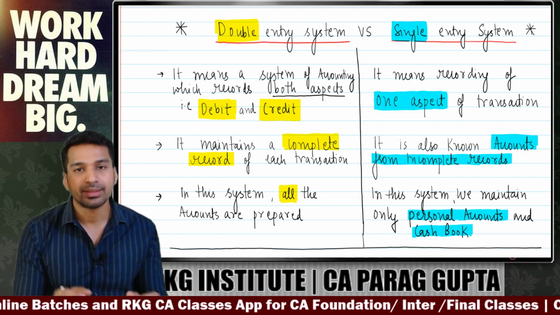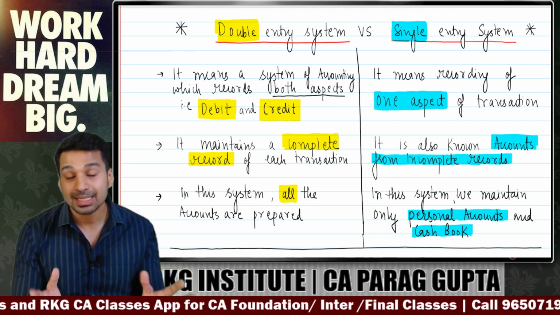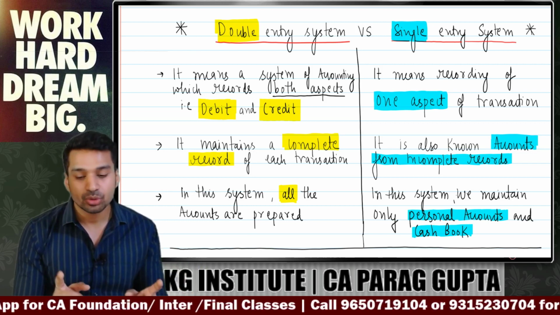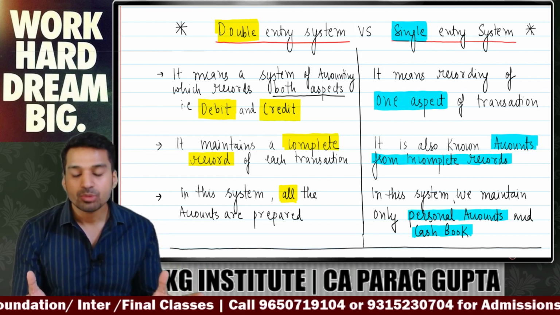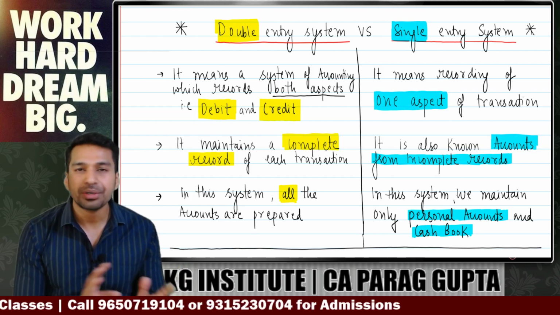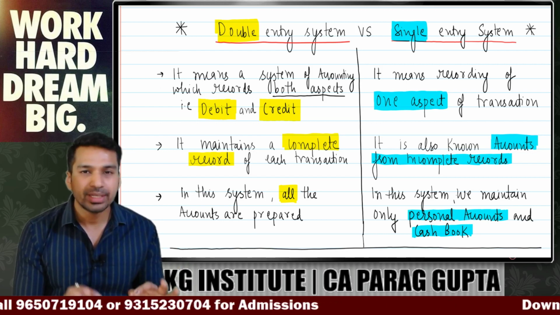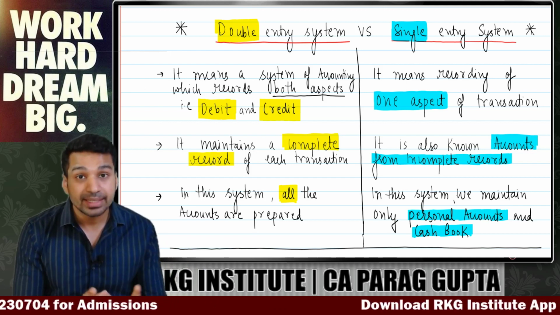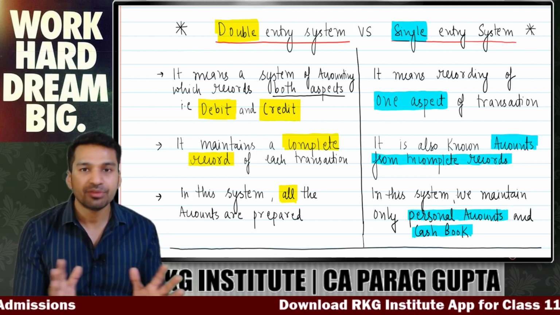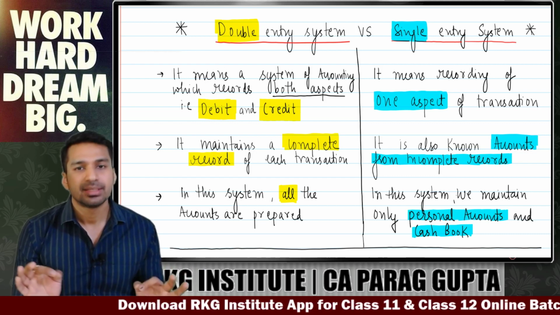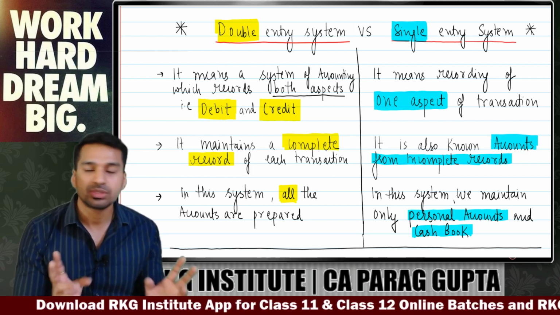But in theory, there is also another system which is known as single entry system, in which only one aspect is recorded. So it is known as, if you can see, accounts from incomplete records. So in single entry system, we are not recording everything. We are only recording certain items and we are leaving certain items. So that is not a complete accounting system and nobody follows single entry system. But in theory, there is single entry as well as double entry, two types of system.